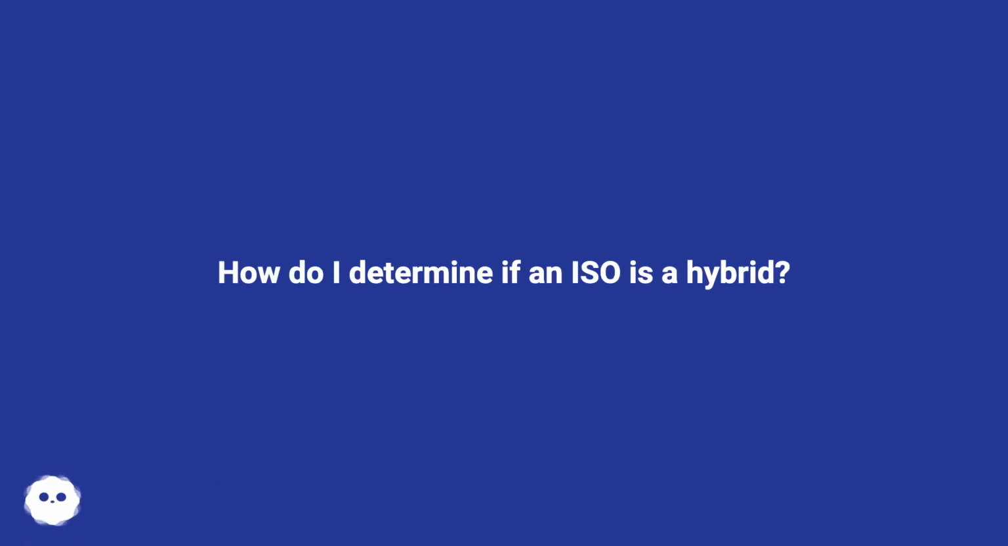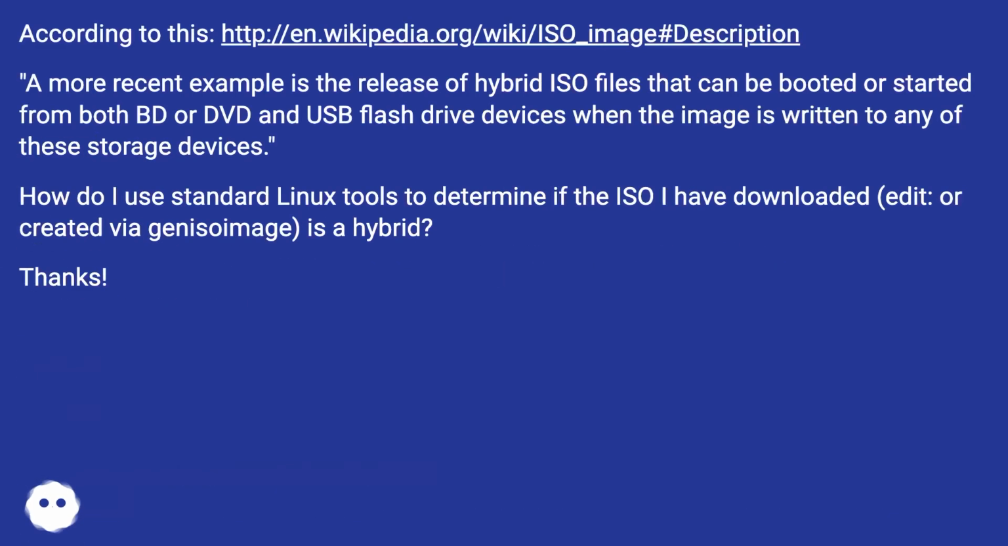How do I determine if an ISO is a hybrid? According to this URL, a more recent example is the release of hybrid ISO files that can be booted or started from both BD or DVD and USB flash drive devices when the image is written to any of these storage devices. How do I use standard Linux tools to determine if the ISO I have downloaded, edited, or created via GenISOImage is a hybrid? Thanks.